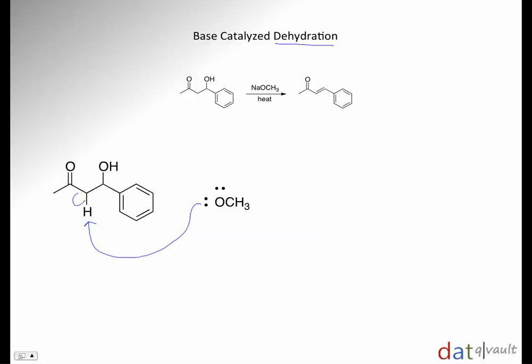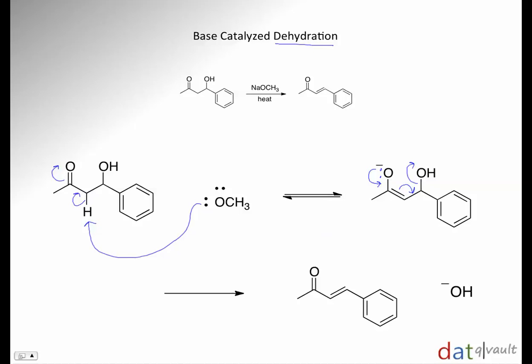Once the base deprotonates that, the electrons first will get pushed up onto the carbonyl. These two things are in resonance with each other. The lone pair of electrons from this negatively charged oxygen will then come down to reform the carbonyl. This double bond will hop over to this bond, and then the OH will be lost. So we get hydroxide as a byproduct of this reaction, and here we get our alpha-beta unsaturated carbonyl.